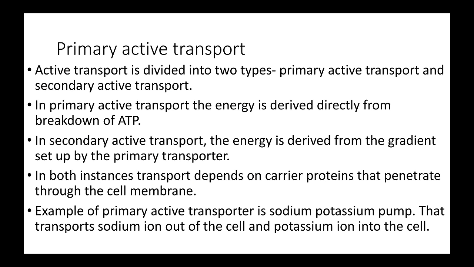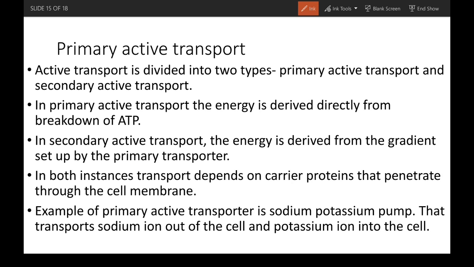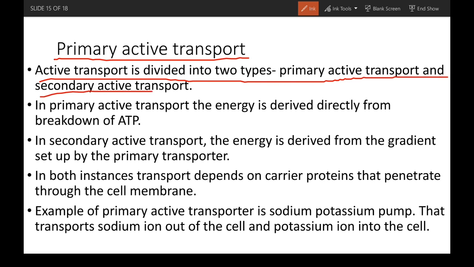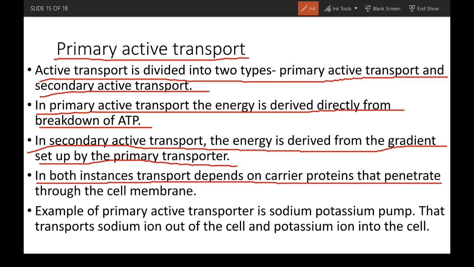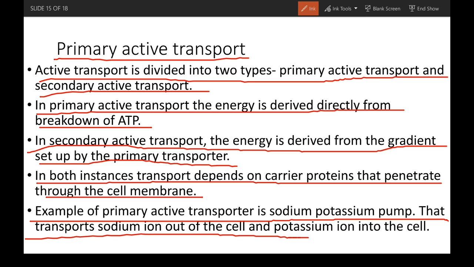Now primary active transport. We already know that there are two types of active transport, primary and secondary. In primary active transport, the energy is derived directly from breakdown of ATP. In secondary active transport, the energy is derived from the gradient set up by the primary transporter. In both instances, transport depends on carrier protein that penetrate through the cell membrane. An example of a primary active transporter is the sodium potassium pump that transports sodium out of the cell and potassium ion into the cell.